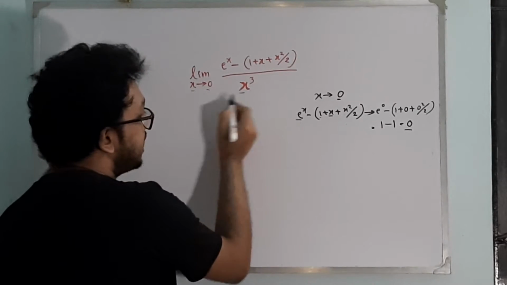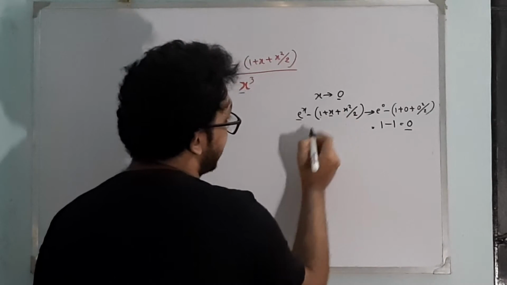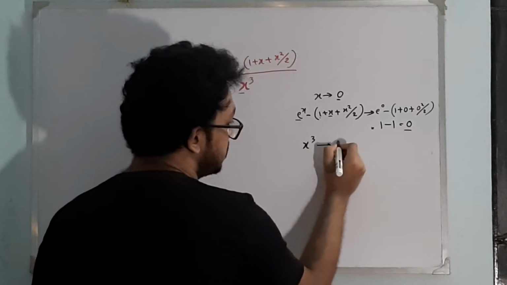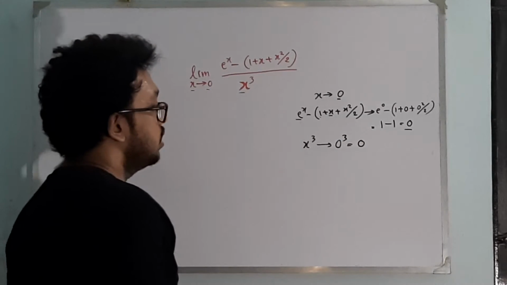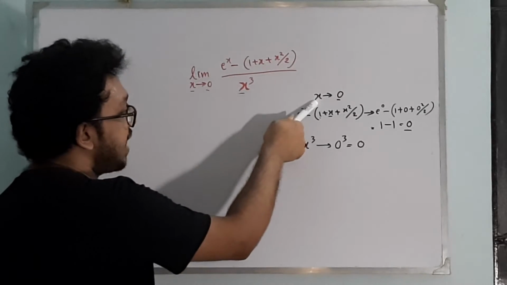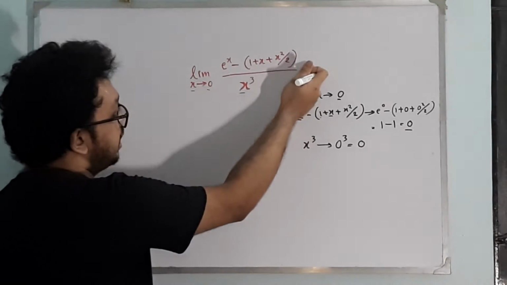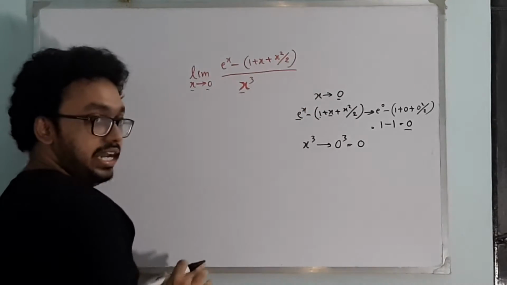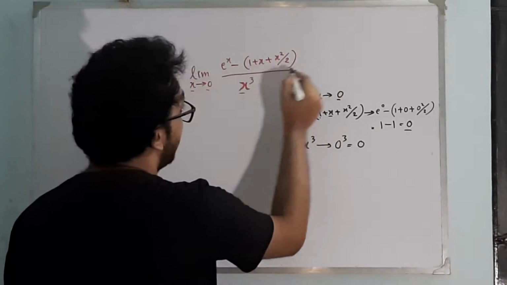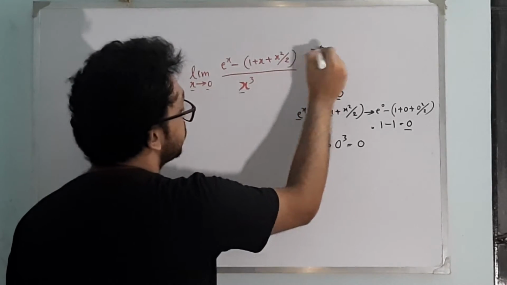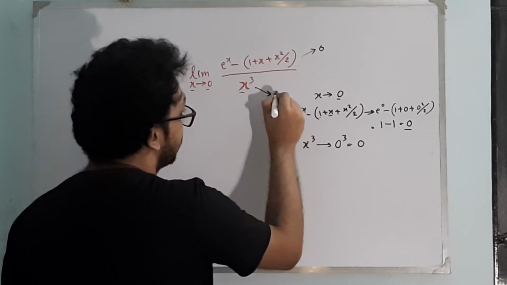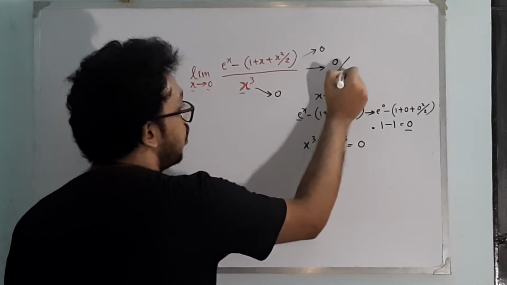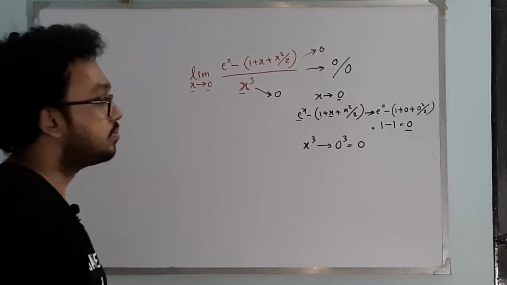And what is the denominator? x cube. And you see that when x is tending towards 0, x cube will tend towards 0 cube, which is nothing but 0. So what you observe is when the limiting variable x is tending towards 0, the numerator of the fraction as well as the denominator of the fraction both are tending towards 0. So clearly this function is taking a 0 by 0 form, right?